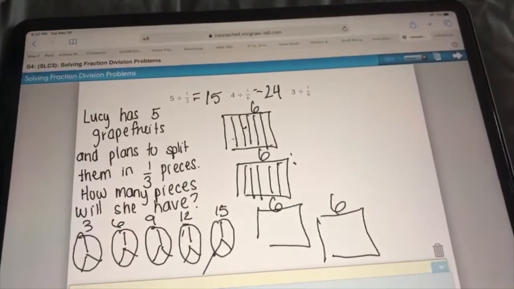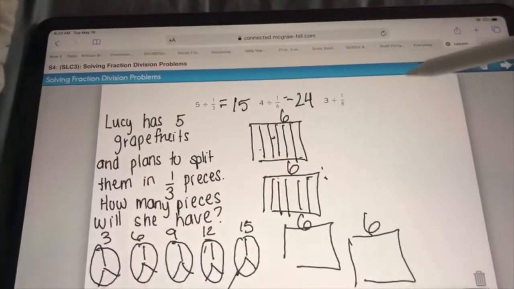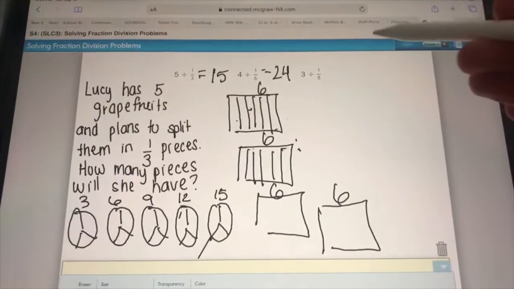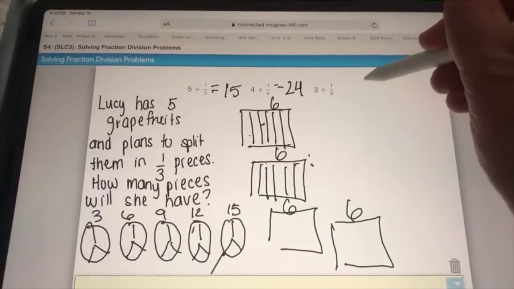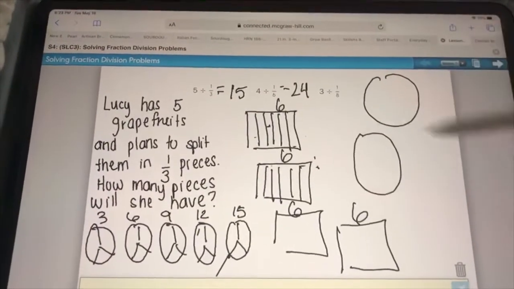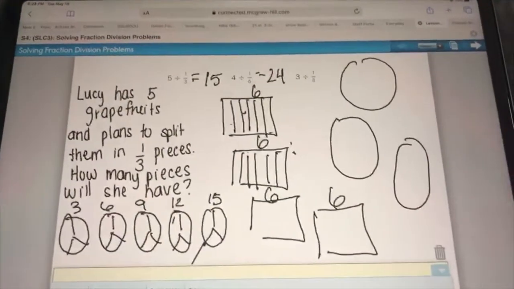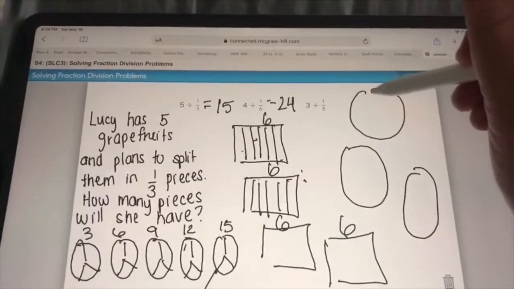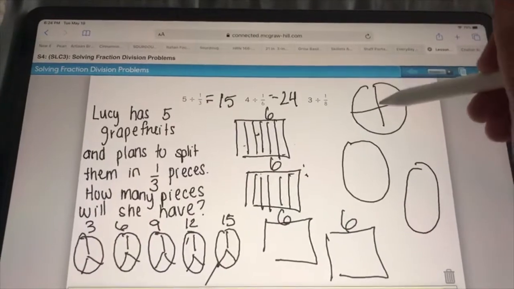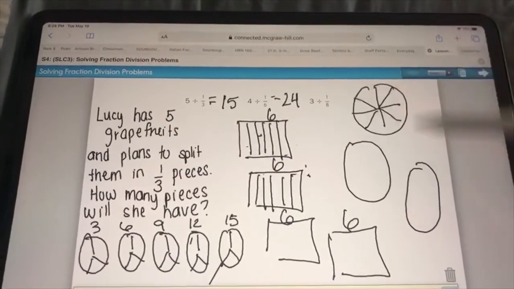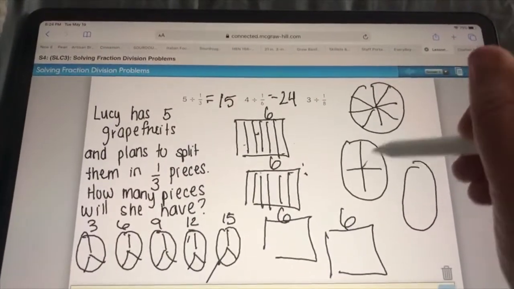Okay, oh boy, they're really going to make me work here now. Here I have 3 large somethings. I'm going to say pizza, and I'm going to be splitting those pizzas into 1/8. How many pieces would I have?